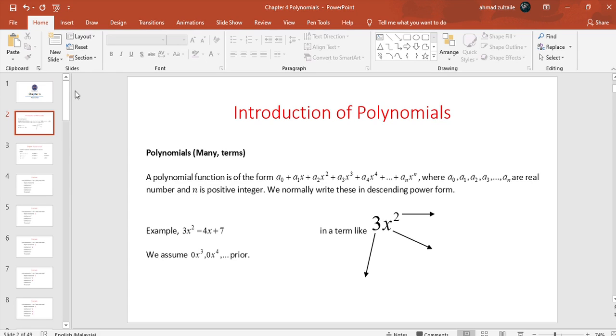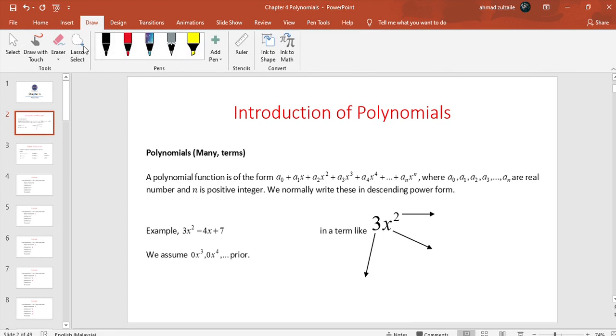Okay, so in a term like 3x squared, the 3 over here we call the coefficient, and x over here stands for the variable, and the power of 2 over here we call the degree of polynomial. The highest degree of polynomial stands for the type of the polynomial. For example, for the quadratic, the highest power of x is power 2. Therefore, quadratic is an example of a polynomial.